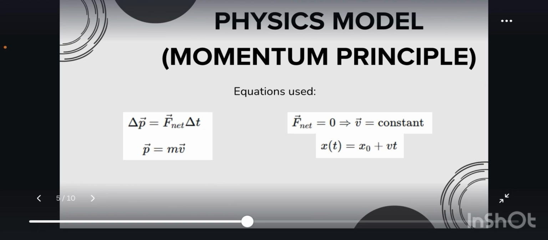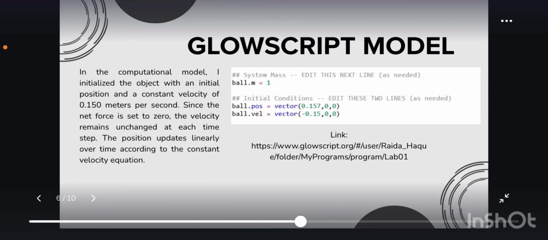With 0 net force, velocity remains constant and position evolves according to x equals x initial plus v times t. You can see a snippet of code from the CloseScript model, where I initialized the object with an initial position of 0.157, which I received from my Tracker model. I initially set the velocity to 0.15 meters per second, but then I noticed that the slope was positive and would not reflect the graph that I received in Tracker. So I changed it to minus 0.15.